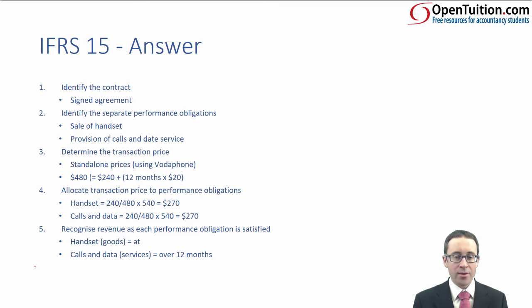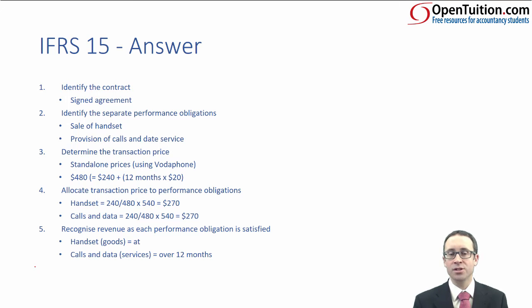4, allocate the transaction price to the performance obligations. So of the $540 within the contract, the handset is $240 of that $480, so half goes to the handset. The calls and data, half of that goes through there as well, because that was 12 months at $20 per month. So half of that as well goes to the call and data. So that $540 contract price is split between the handset and the calls and data.